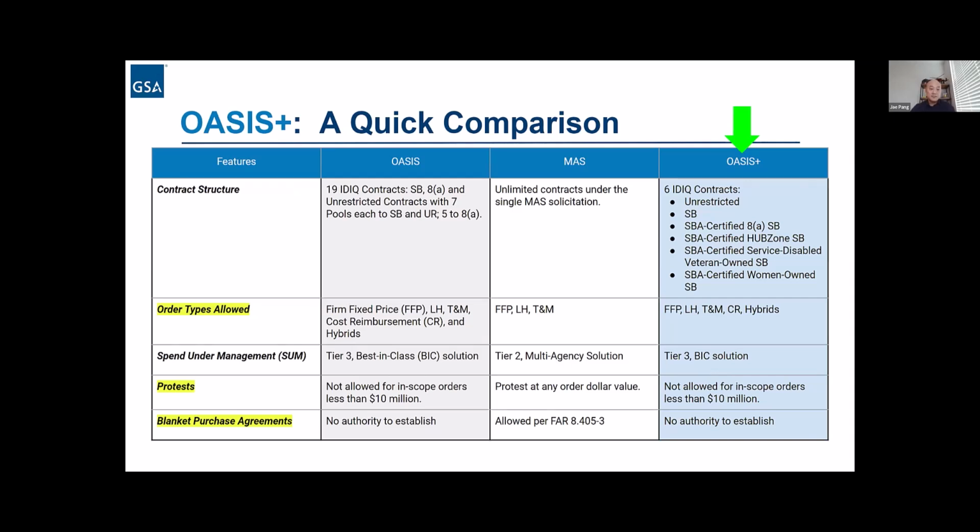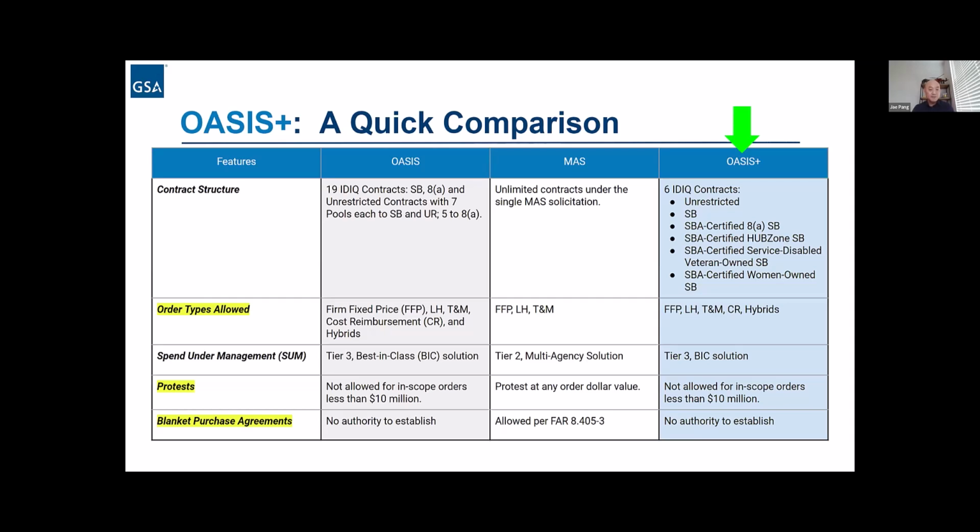All right, in this slide, here's the contract structure for these different programs. There are 19 different IDIQs under OASIS, so you could definitely see we tried to simplify that with OASIS Plus having 6 IDIQs. Under MAS, it's unlimited. It's all one solicitation, but as I mentioned earlier, 300 different SINs to help organize it. And order types. With MAS, keep in mind, because it is for commercial services only, cost reimbursement orders are not allowed, with the exception of travel, which follows the FTR or JTR regulations.